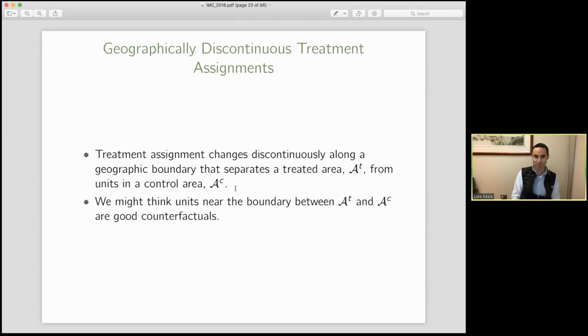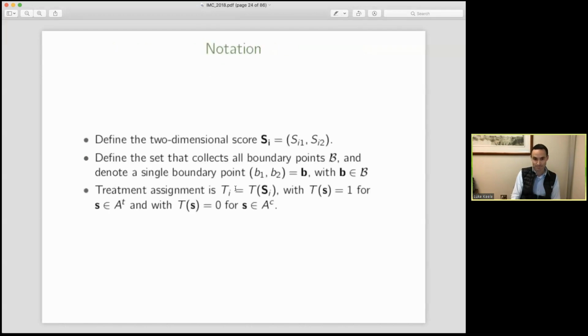The Beloit example is quite intuitive. If you imagine that the state border just happens to cut this town not quite in half, but in say thirds, and that the people who live near that border, it's essentially as if random that they ended up there. So in this notation, we have to define a two-dimensional score here.